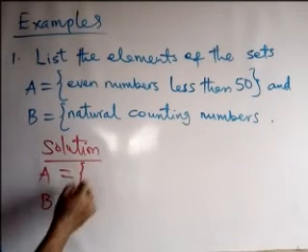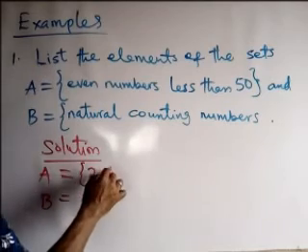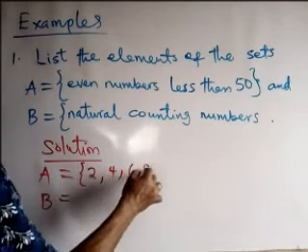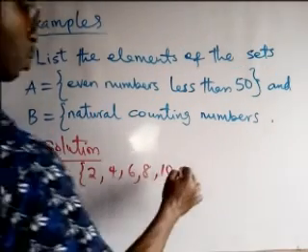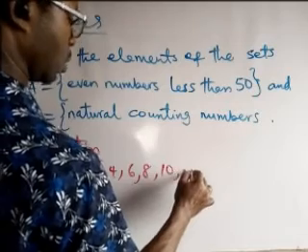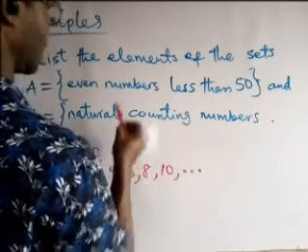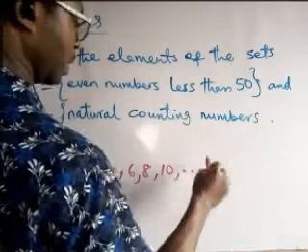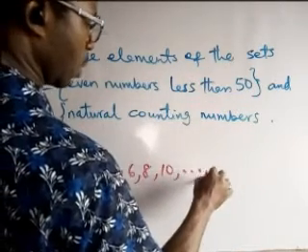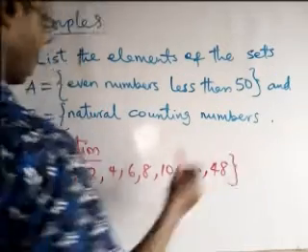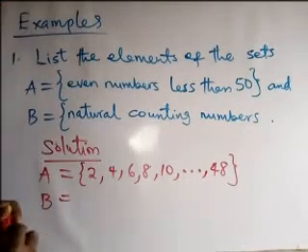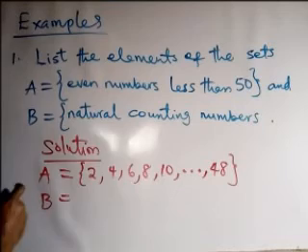So, you know that the first even number will be 2, followed by 4, 6, 8, 10. If I continue, it will take time, so you may just put dot, dot, dot. They said less than 50. So the next number will now be what? 48. And that will be it. Less than 50. You have to be careful when you're writing that.